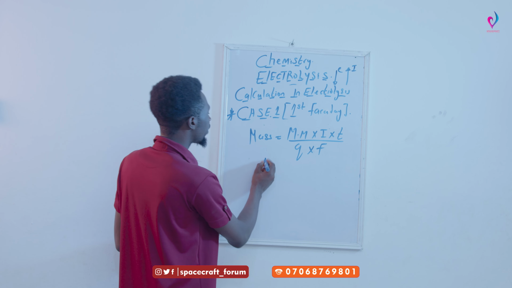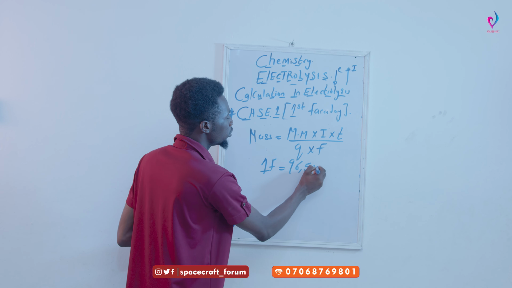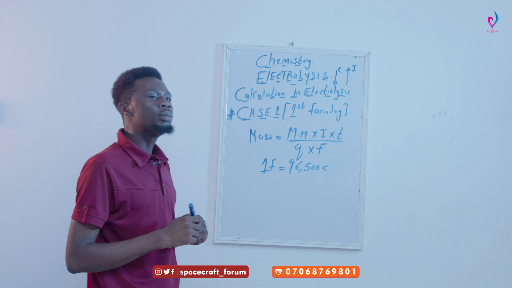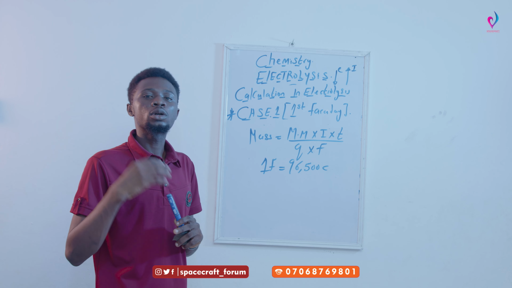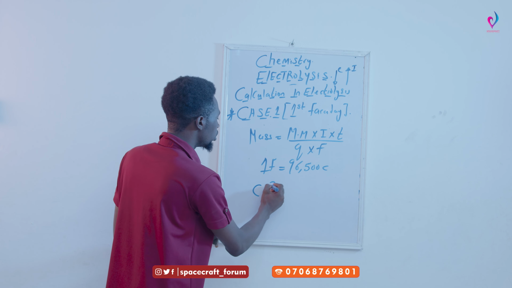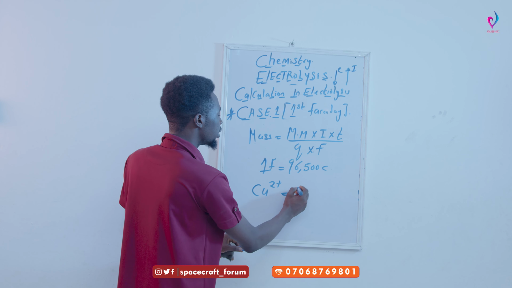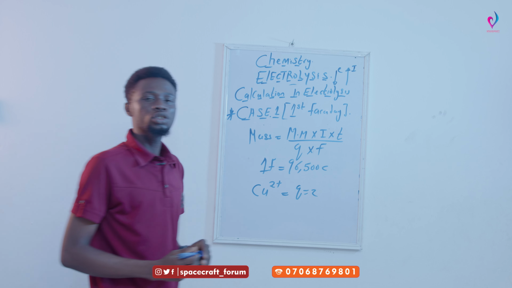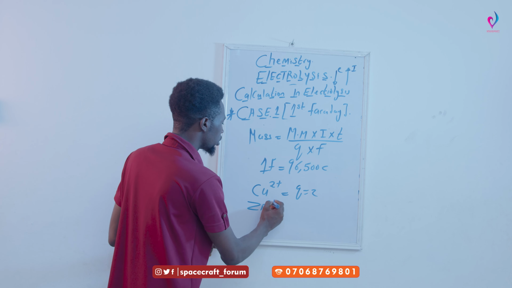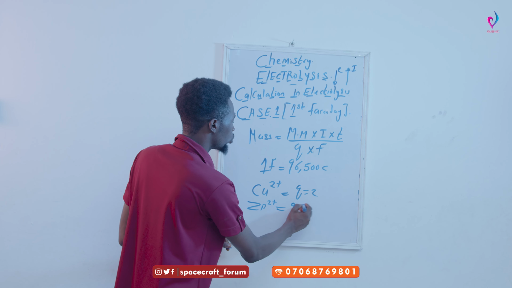Since we know that 1 Faraday is equal to 96,500 coulombs. How can we get the charge of an element? Maybe the question is talking about copper(II) tetraoxosulfate(VI). You can see that copper(II) has a charge of what? Of +2. So definitely the charge of the element is equal to 2. Assuming we are working with zinc 2+, Zn2+. Now, the charge of Zn2+ here is equal to 2.